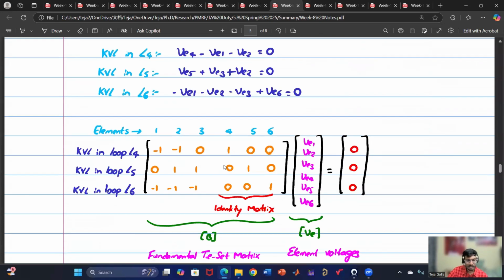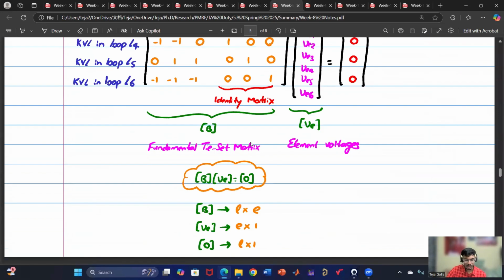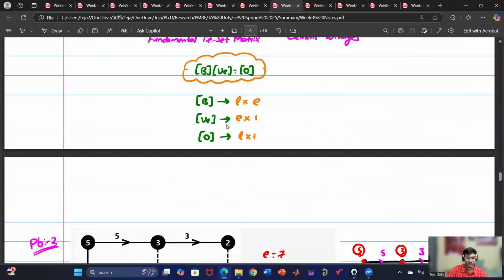And then we have applied KVL, and we got this. One way to check whether your matrix is correct or wrong is that you will get an identity matrix for the links. 4, 5, 6 are the links, so we'll get an identity matrix. This matrix B is also called the fundamental tie-set matrix. Sometimes they'll ask what is the fundamental tie-set matrix, and they'll not ask what is B. So you have to remember the names and understand it.